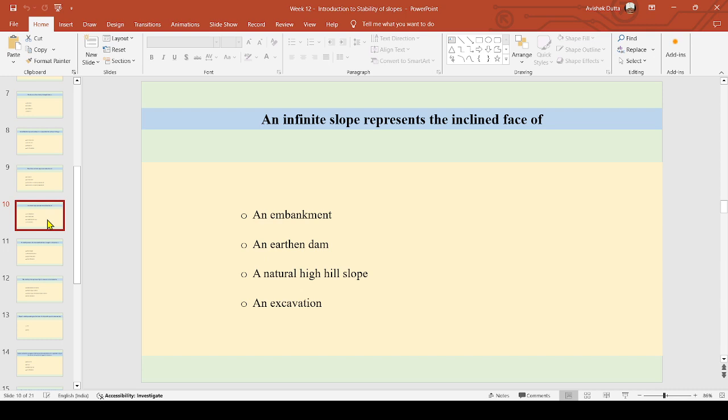An infinite slope represents the inclined face of, among the options, which will represent the face of an infinite slope. The options are an embankment, an earthen dam, a natural high hill slope, or an excavation.